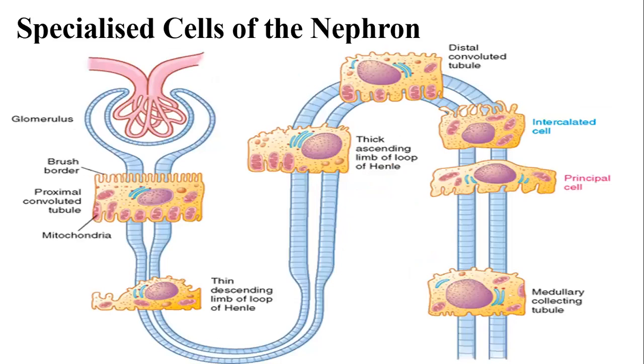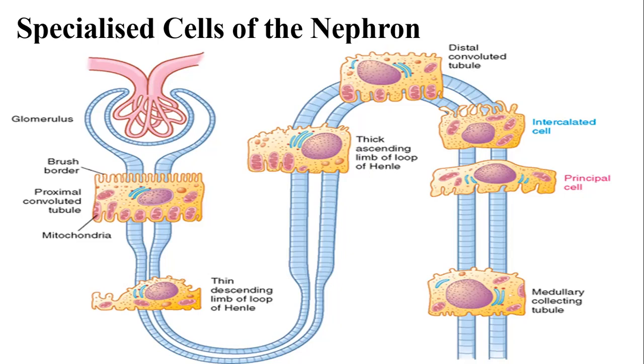Now these are specialized cells found in the nephron. As you can see, there's the glomerulus, and after that we've got the proximal convoluted tubule. In the proximal convoluted tubule, what type of cells are found there? There's the proximal tubule cells with a brush border. There are also mitochondria there. And there's the thin descending limb of the loop of Henle. So here we have brush border type cells in the proximal convoluted tubule, and if you look at the mitochondria, there's plenty of mitochondria, meaning there's a lot of active transport happening there. Then after that, there's the thick ascending limb of the loop of Henle.